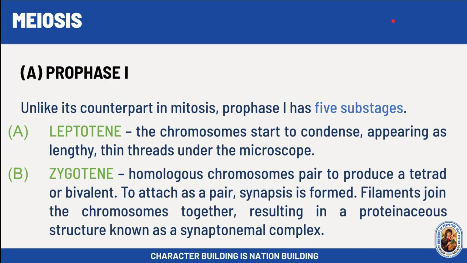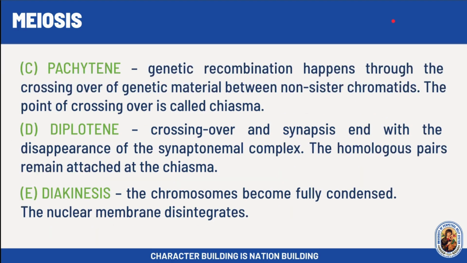In prophase one, unlike in mitosis, it has five substages. The first one is leptotene. Leptotene is when the chromosomes condense, and then zygotene, on the other hand, is when the chromosomes produce tetrads, a pair of two chromosomes, and then they prepare to cross over in pachytene. In pachytene, this is when the genetic material crosses over between non-sister chromatids, so that it would cross over the different alleles.